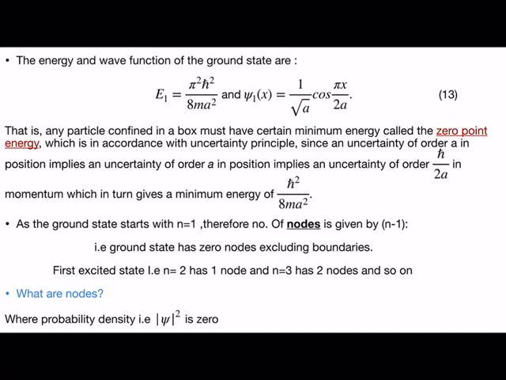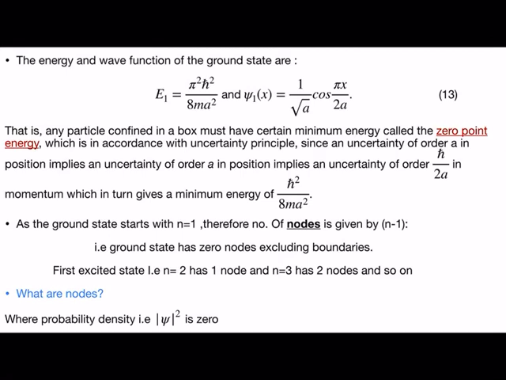Now we will talk about nodes. The general theorem about nodes is, if the ground state starts from n is equal to 1, the number of nodes is given by n minus 1, and if the ground state starts from n is equal to 0, then the number of nodes is given by n. Here our ground state starts from n is equal to 1, so the number of nodes is n minus 1. So the ground state has n is equal to 1, so it has 0 nodes, 1 minus 1 is equal to 0. The first excited state, that is n is equal to 2, has 1 node, and n is equal to 3 has 2 nodes, that is 2 minus 1 is equal to 1, and 3 minus 1 is equal to 2.